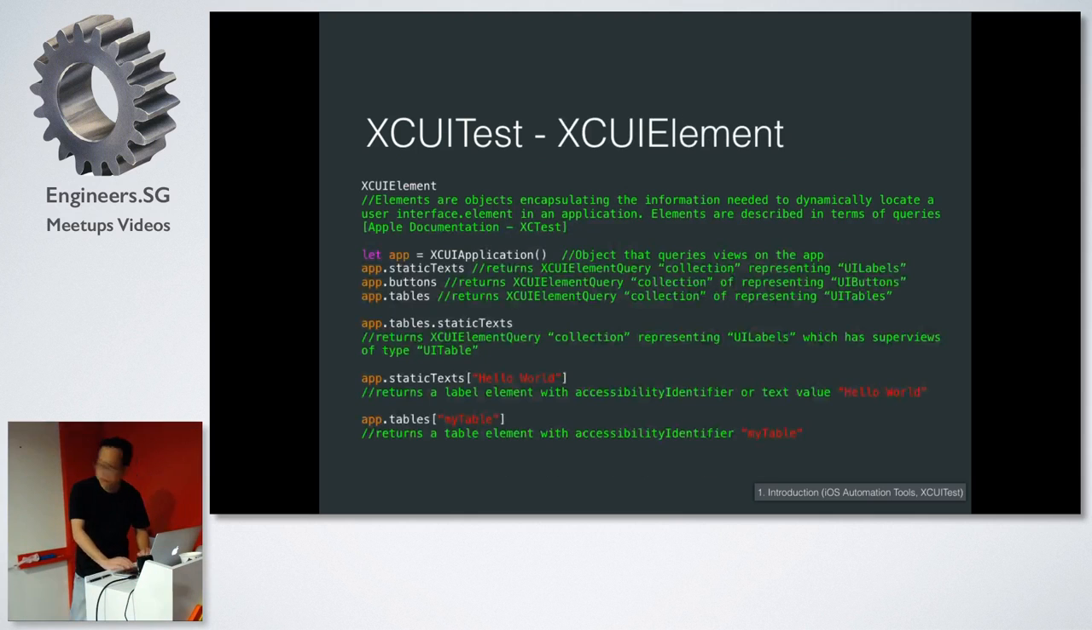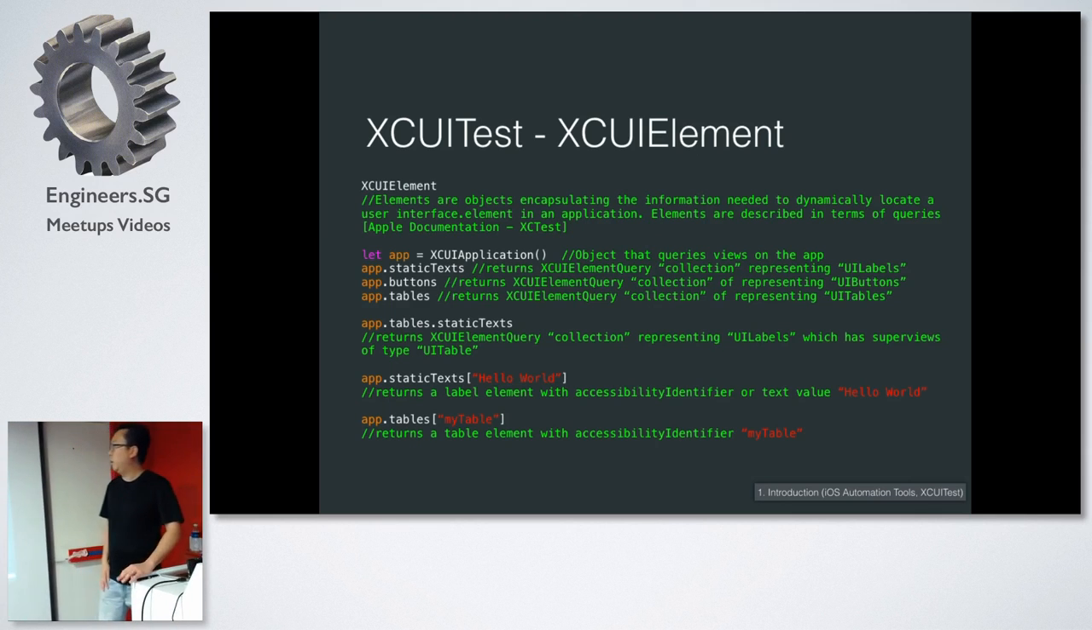The components in XCUITest are mainly XCUIElements. From Apple's documentation, elements are objects encapsulating the information needed to dynamically locate a user interface element in an application. Elements are described in terms of queries.